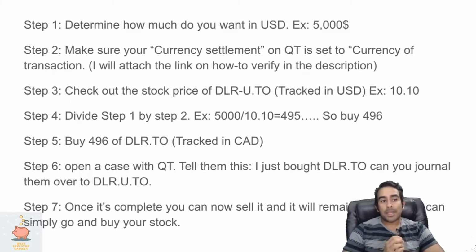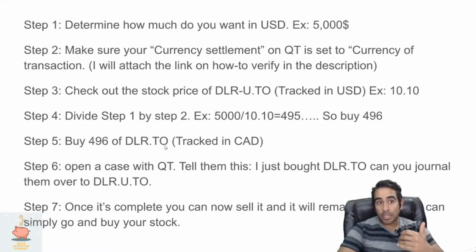Once it's completed, you can sell it. What will happen is that your 496 shares of dlr.to will be converted into dlr.u.to, and when you sell the U, dlr.u, it'll remain in USD.